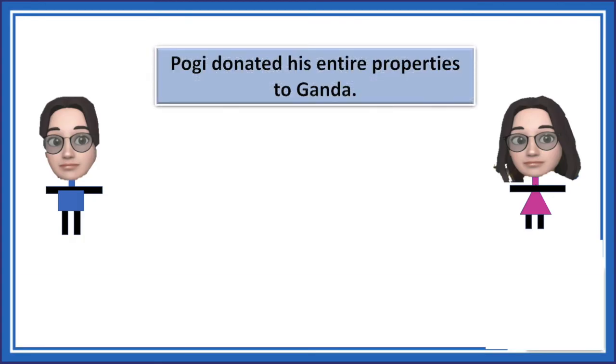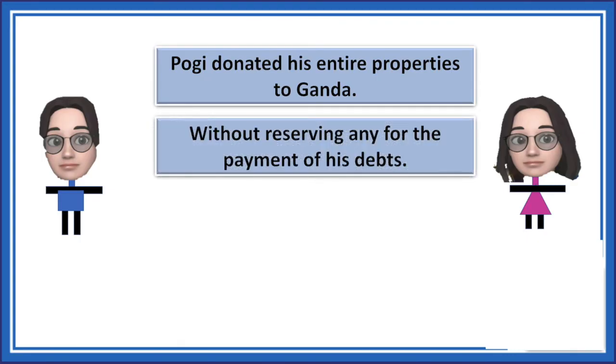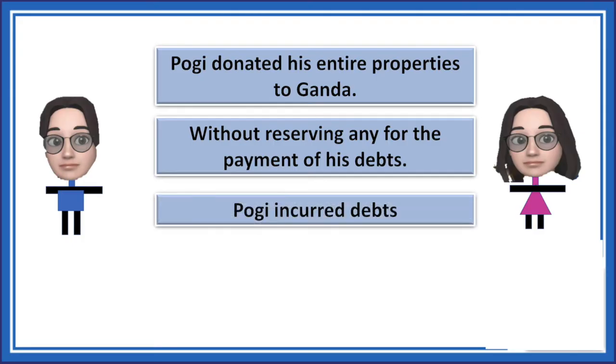Una, si Pogi, he made a donation in favor of Ganda. Tapos, yun nga, dinonate niya na yung kanyang property, nag-iisa niyang property, in favor of Ganda. And then later on, nagkaroon siya ng maraming mga utang. And what was left as assets are much less. Okay? Wala na siyang pambayad. Yung assets niya kulang-kulang na pambayad sa kanyang mga liabilities na na-contract niya.